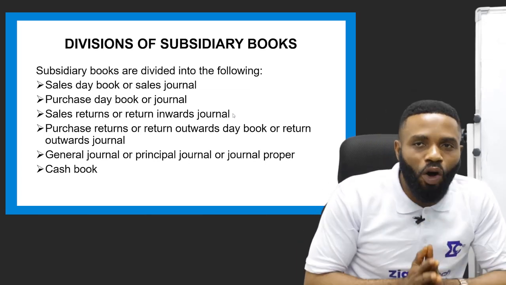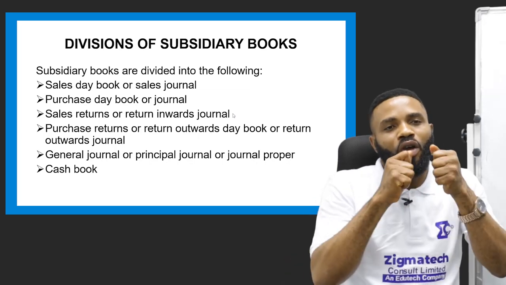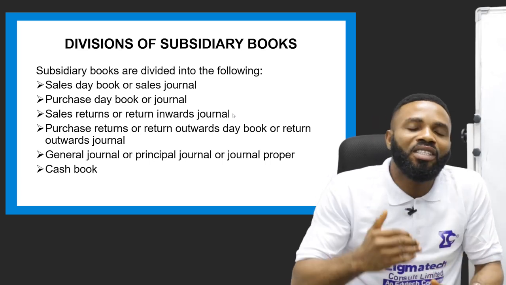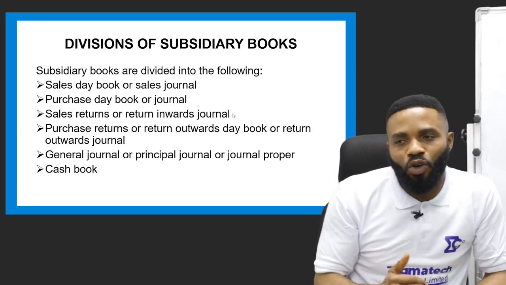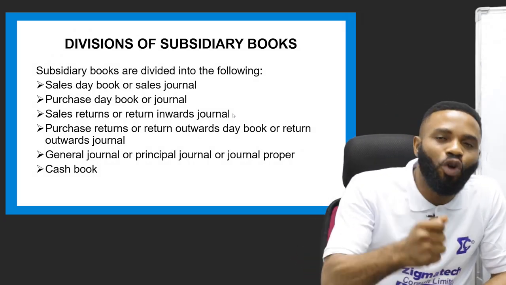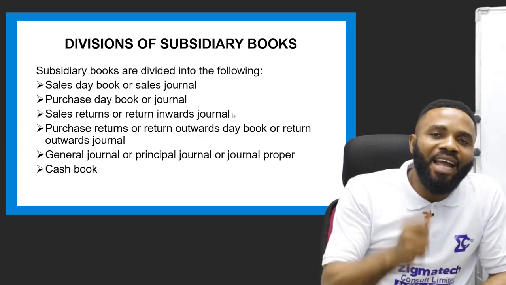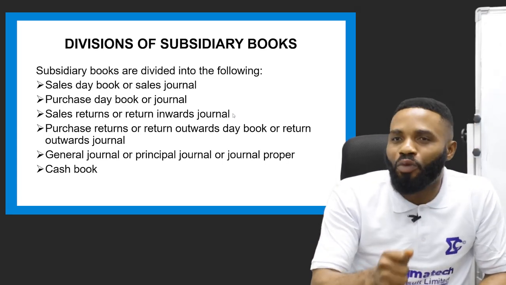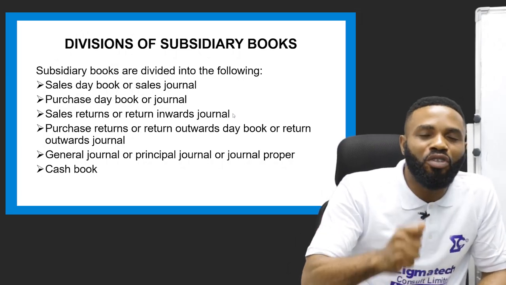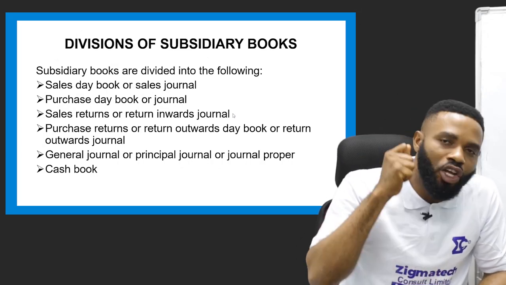And then sales returns or return inwards journals. You have sold goods to your customers, and your customers decide to return the ones that don't meet their expectations, or what we call substandard goods. Once these goods are returned to you, you are expected to keep a book where items returned by your customers are recorded on a daily basis. The book that takes care of such transactions is called return inwards or return inwards journals.